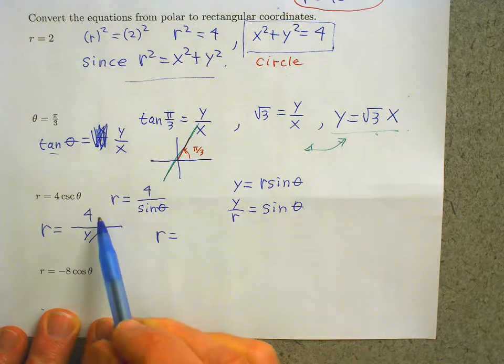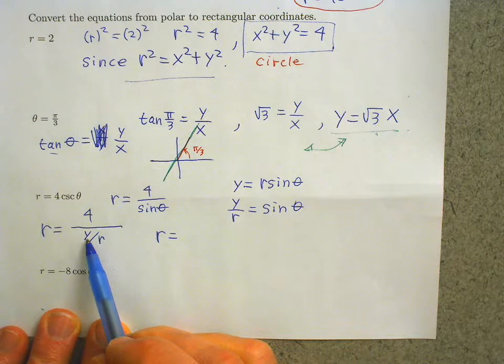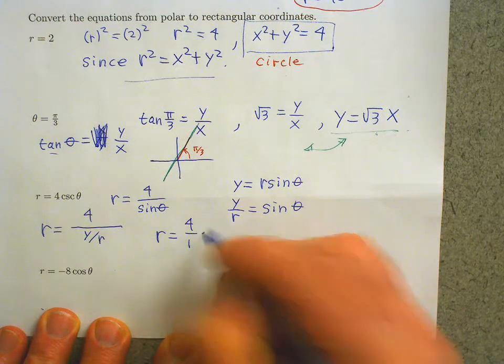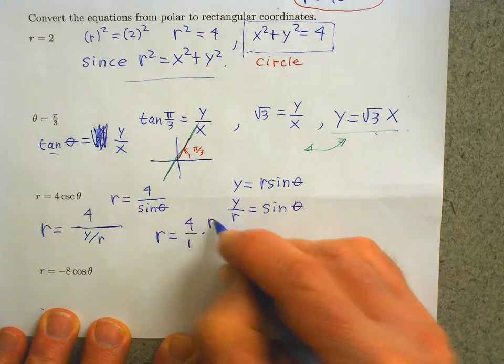So on the right-hand side, 4 divided by y over r is equivalent to 4 over 1 times the reciprocal of y over r, or r over y.